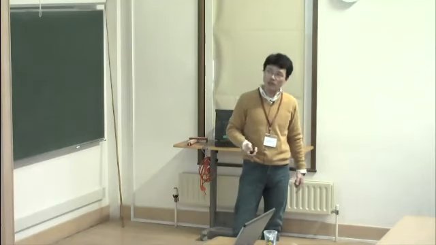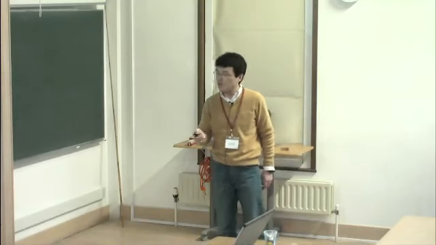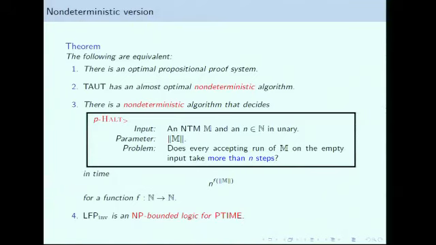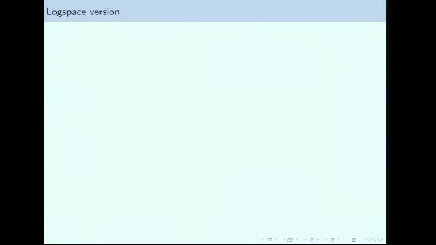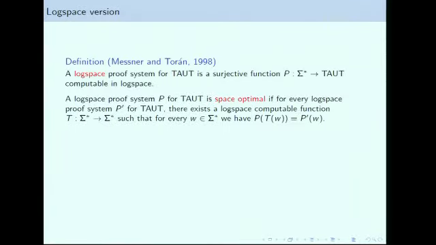Tautology is a co-NP problem. But I don't have time to explain this, just to emphasize that we have a conditional halting problem corresponding to optimal proof systems. Another extension concerns log space versions.